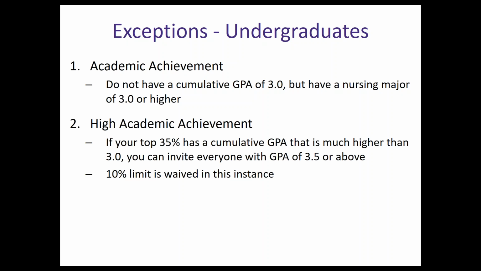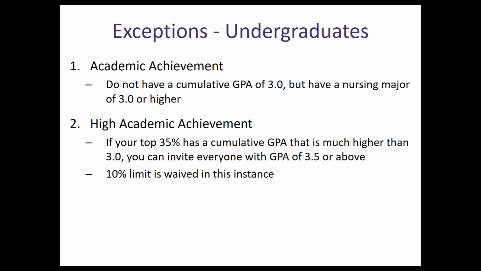The one that is becoming more and more common because of our high achieving cohorts that we have is this number 2, high academic achievement. If your top 35% has a cumulative GPA that is much higher than that 3.0 minimum, you actually would be allowed to invite everyone with a GPA of 3.5 or above. So again, you do still need to check your top 35% to make sure that they are a high achieving cohort. So if your top 35% has a GPA of 3.2, then you wouldn't be able to use this because it would be further restricting the number invited. So you have to check your top 35%.